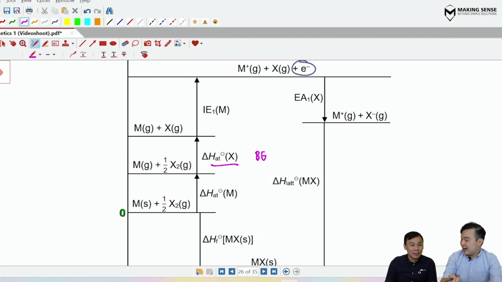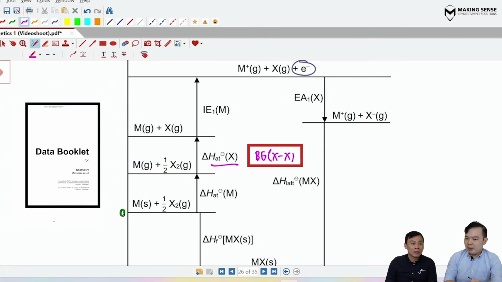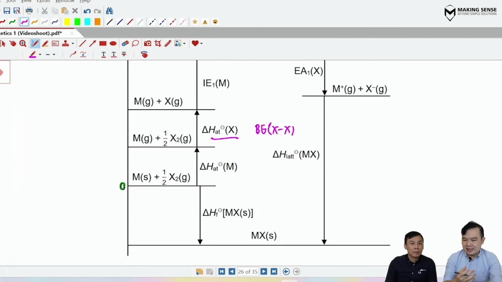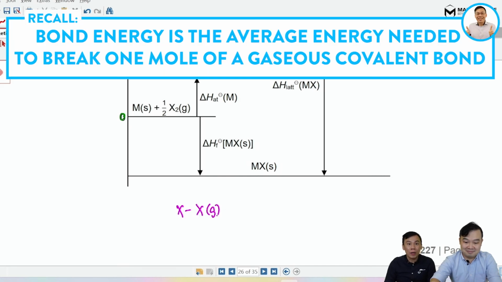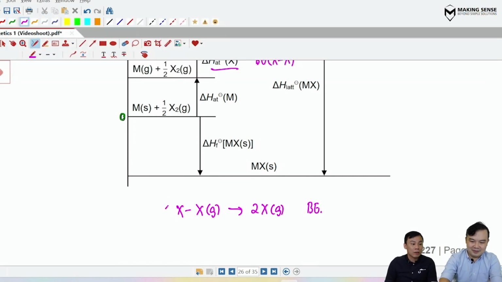So it turns out we have to use the idea of bond energy, which can be found inside your data booklet. But one problem about the bond energy is this. Let's write out the equation and see what the problem is. The definition of bond energy is the average energy needed to break 1 mole of a gaseous covalent bond. So the number in front of the reactant must be 1 because it's 1 mole of a bond in the reactant. That's right.